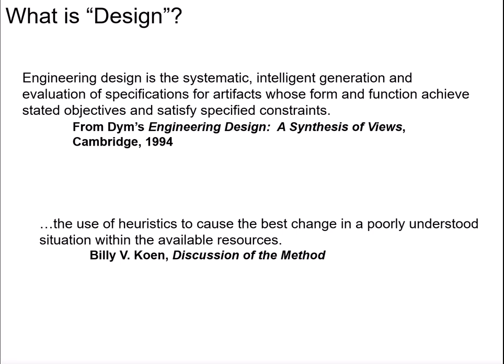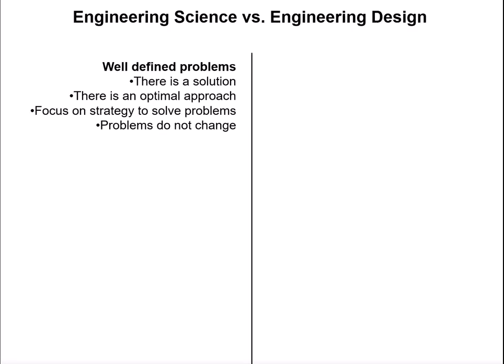I want to spend a bit of time talking about differences between engineering design in your engineering design classes against the more common engineering science classes. Engineering science classes deal with well-defined problems. There's a solution. There are better and worse approaches. You get a better grade if you use a better approach. They focus on finding a strategy to solve a problem, and the problem doesn't change. If you're given a problem on a test, the problem doesn't rewrite itself when you're working on it.